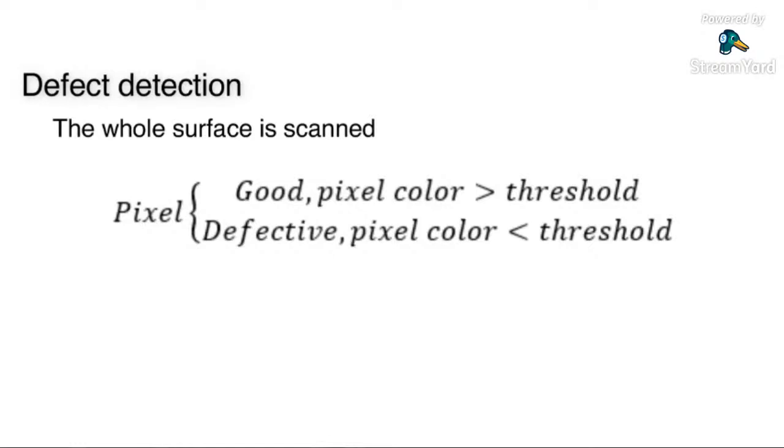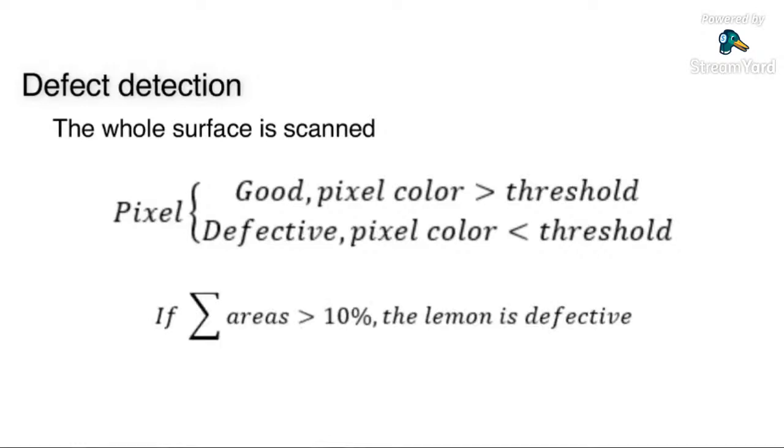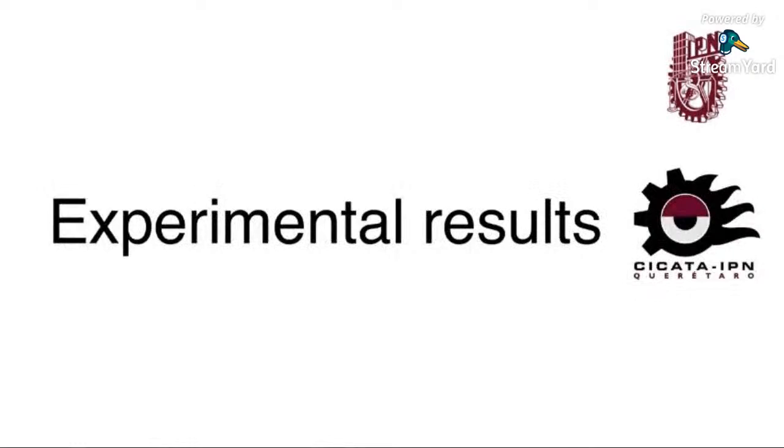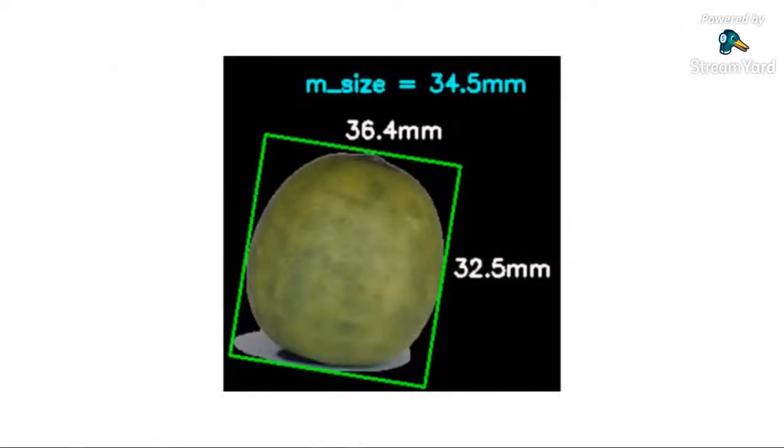After that, the sum of these areas is done and it's compared against the total area of the lemon. If this comparison is greater than 10% of the total area, then the lemon is considered a defective lemon. Experimental results. Figure 2 shows the process of measurement.